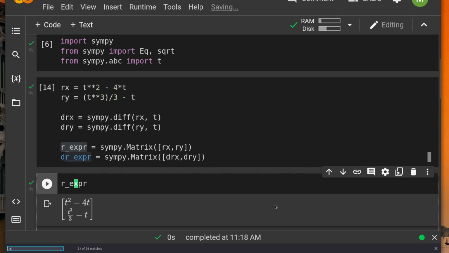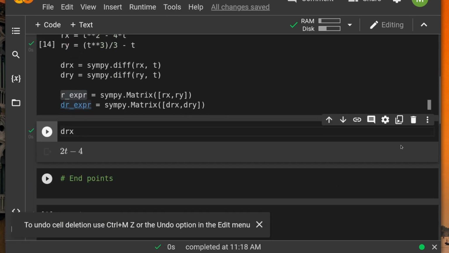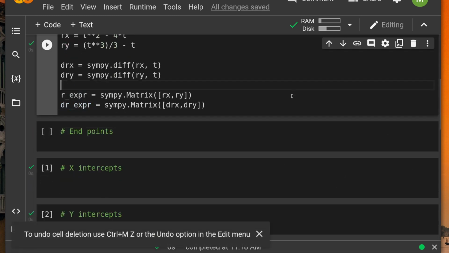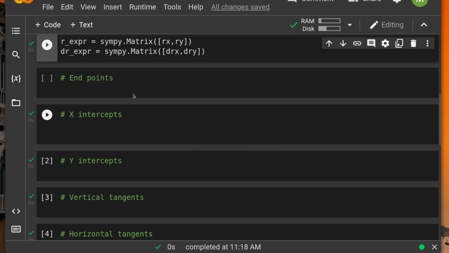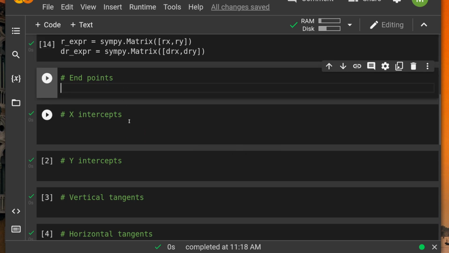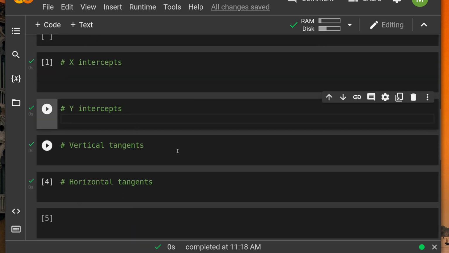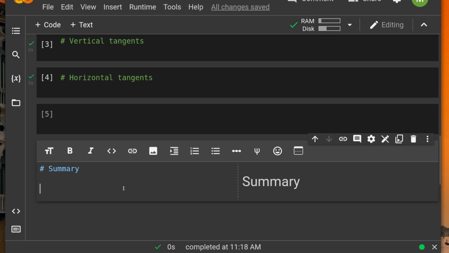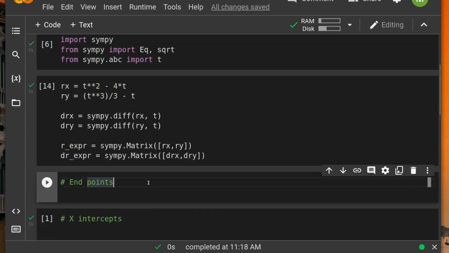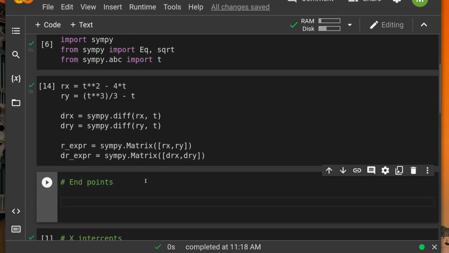Now we've got everything set up, and we can start working out the points that we are interested in. When we want to make a plot, we of course need the endpoints, the x-intercepts, the y-intercepts, the vertical tangents and the horizontal tangents. As we go along, I'm going to keep a summary of everything that we've worked out so far. Let's start with the endpoints.